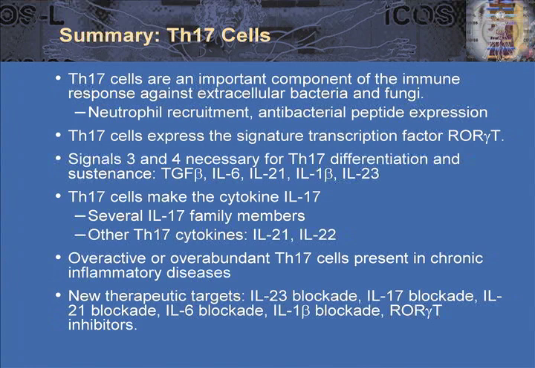Overactive or overabundant Th17 cells are present in chronic inflammatory diseases such as IBD, the inflammatory arthritides, and psoriasis. And these pathways have identified many new therapeutic targets in chronic inflammatory diseases, many of which have begun to infiltrate the clinic, including IL-23 blockade, IL-17 blockade, IL-21, IL-6 blockade. JAK inhibitors, which are in late-phase clinical trials, may have some effects through inhibiting Th17 cells, and inhibition of the signature Th17 transcription factor, ROR-gamma-T, is something of interest in the biopharmaceutical world as well.